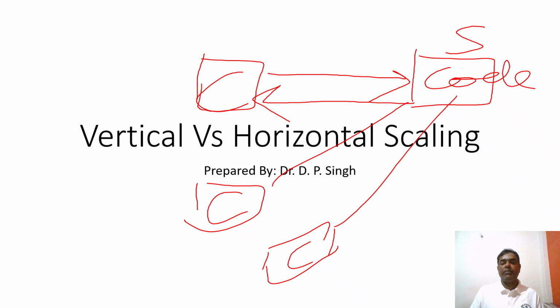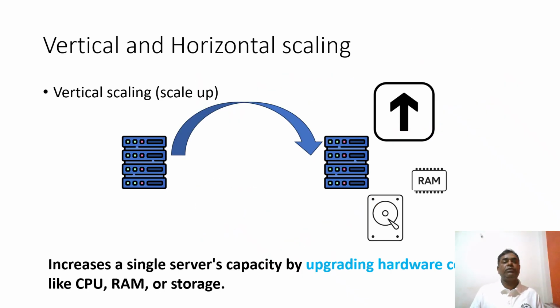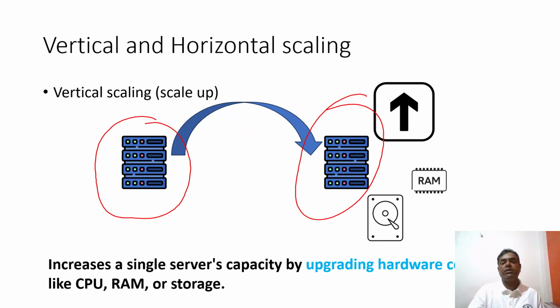Now we will look into one by one. First one is vertical scaling. You can see here there is a server, this one, and what we are doing, the vertical scaling is also known as scale up. We are just increasing the RAM, the storage capacity, all these things. We are just upgrading the hardware that is available in this server, like we are upgrading CPU, RAM, storage of this server only. This is known as vertical scaling.